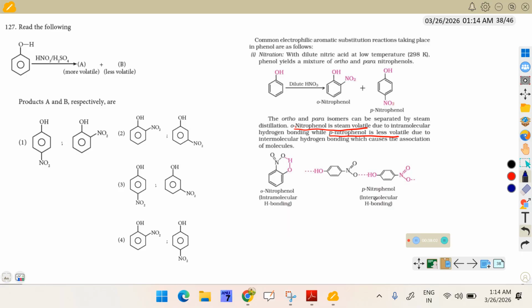Phenol undergoes nitration, then it gives a more volatile compound and a less volatile compound. The more volatile compound is orthonitrophenol, the less volatile compound is paranitrophenol. Why? Because of hydrogen bonding. In orthonitrophenol, intramolecular hydrogen bonding is formed, but in paranitrophenol, intermolecular hydrogen bonding is formed.